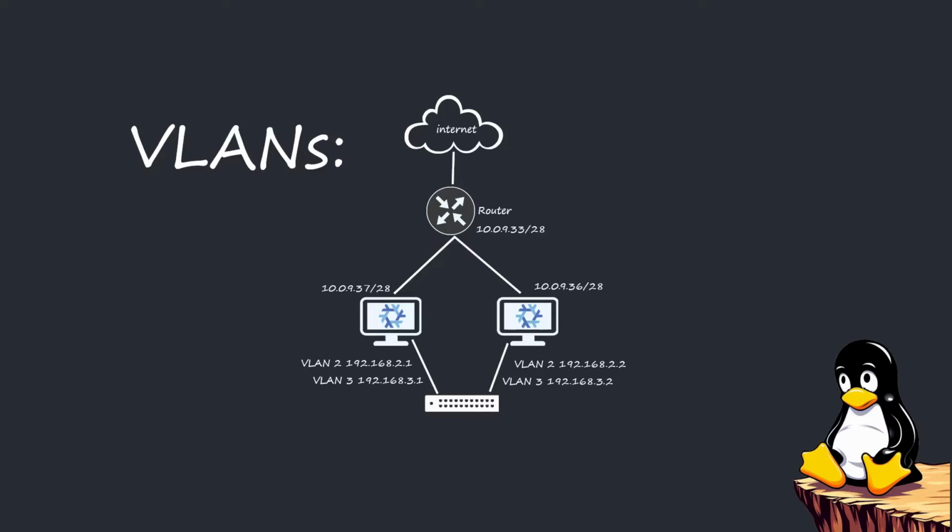Let's get started with VLANs. First, we're going to add another host. Then we're going to add a switch. Then we'll link the two hosts to the switch. And we'll connect those two hosts to each other using two different VLANs, which will appear in the operating system as two virtual Ethernet interfaces.